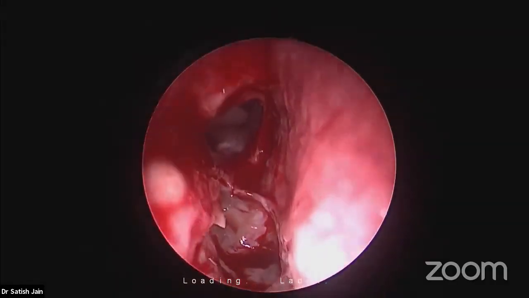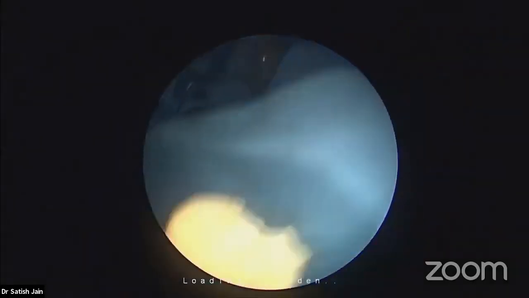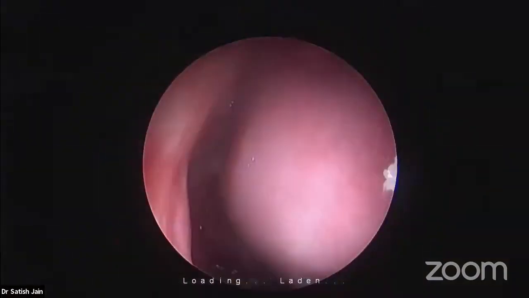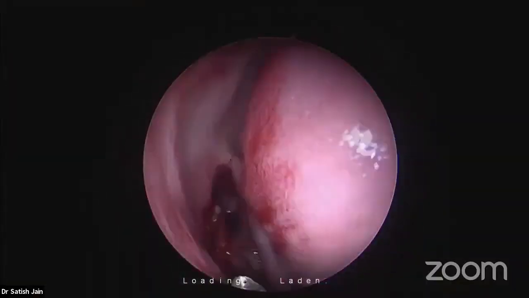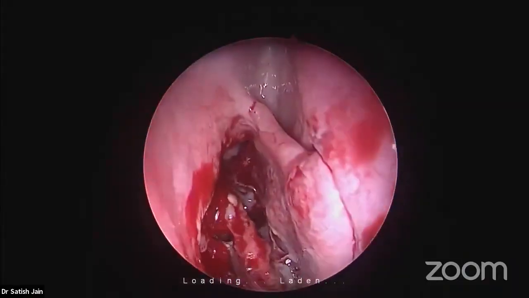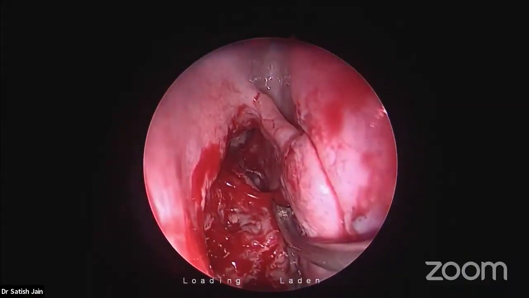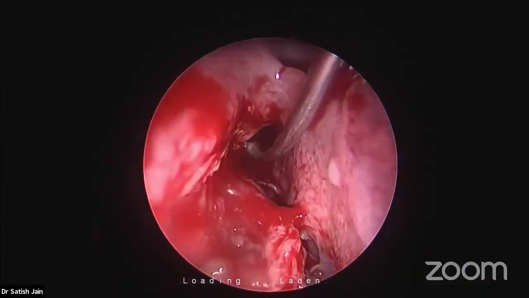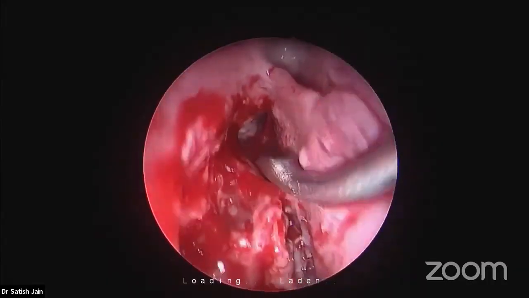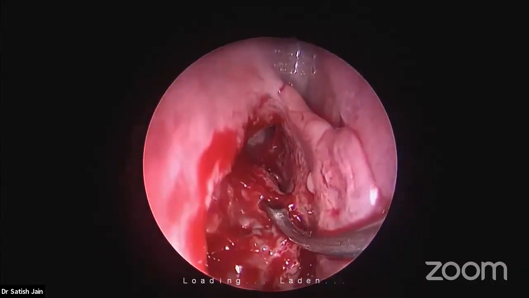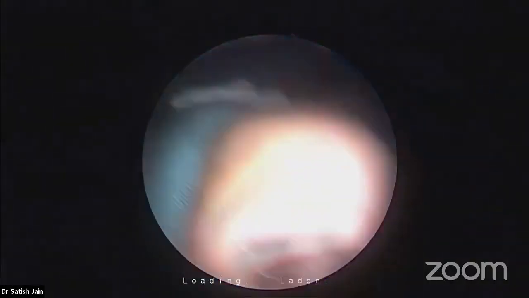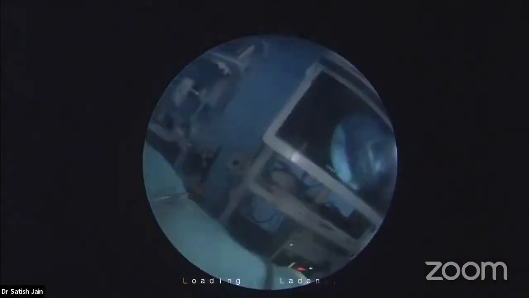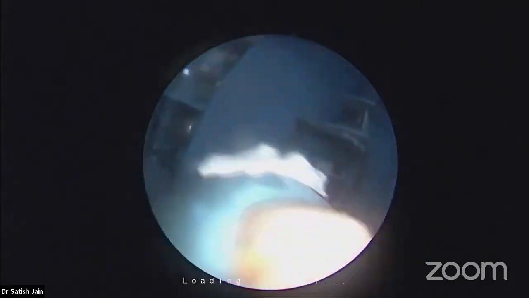So what I did, just to show you why I approached the frontal sinus first before removal of the bulla: this is the bulla. I did not remove it and did the frontal sinus job first, because the bulla itself protects the anterior ethmoidal artery from the surgeon. That's an additional protection for the anterior ethmoidal artery.